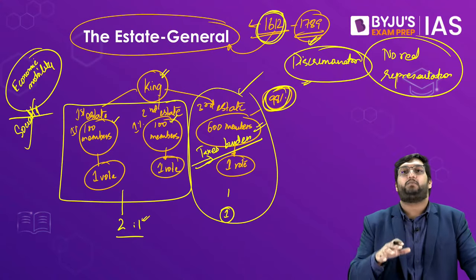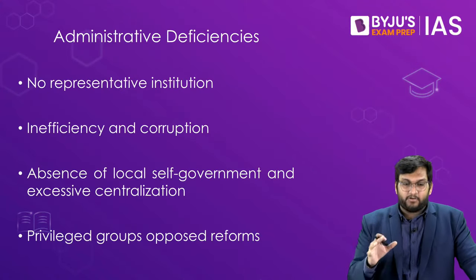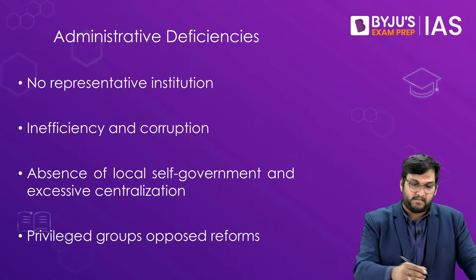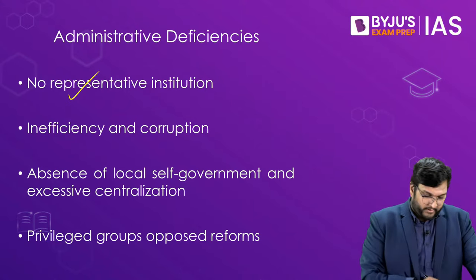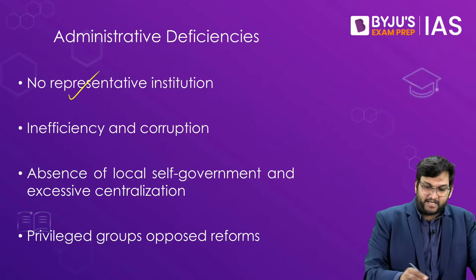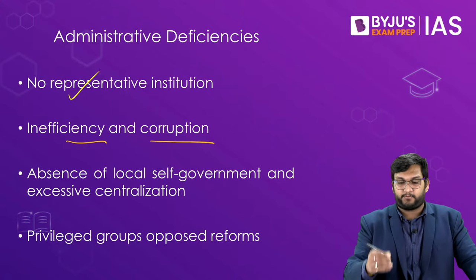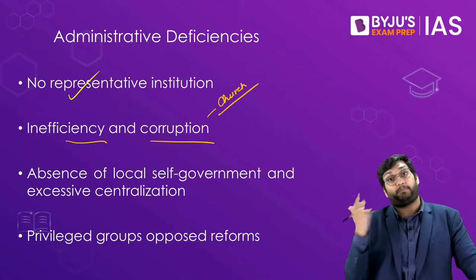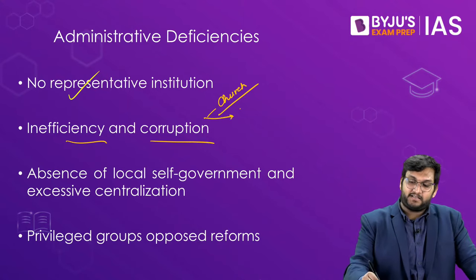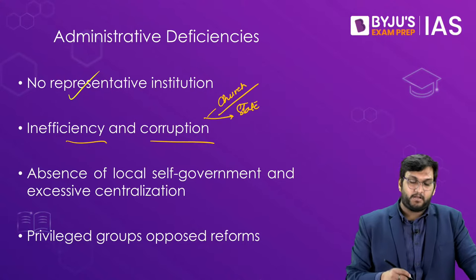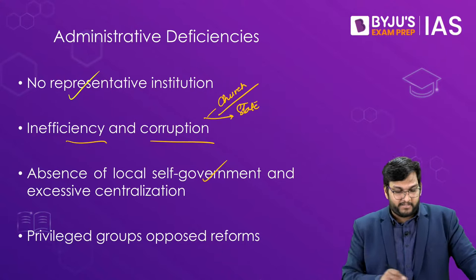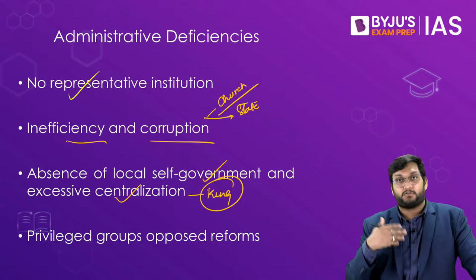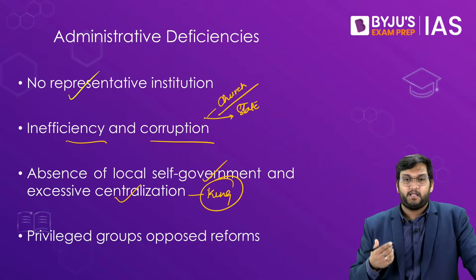Then we understand what the representative institution is. Now the other problem is administrative deficiencies, which in turn will lead to economic crisis. There's no representative institution, we already know that. Over and above that, inefficiency and corruption has crept in, both on the part of the church, which takes the tithe, which is a separate tax, and the state itself. Both are very, very corrupt. There is also an absence of local self-government and excessive centralization with the king. Louis XV and XVI also had a lot of power in that regard.